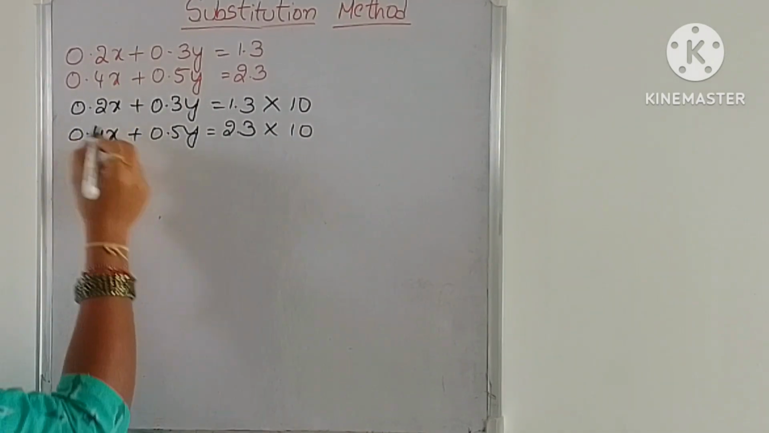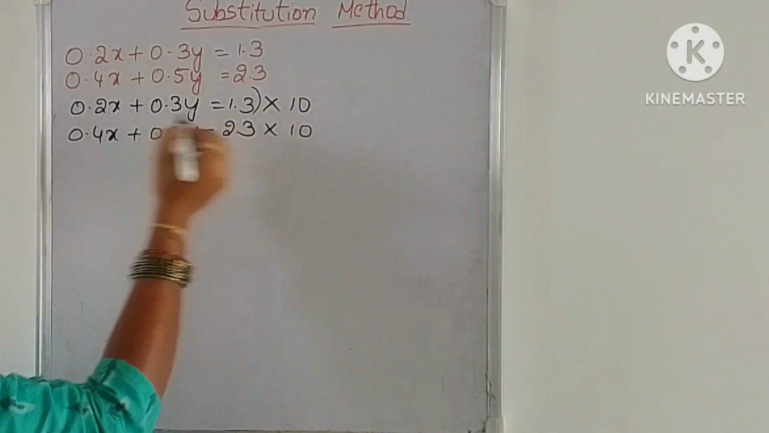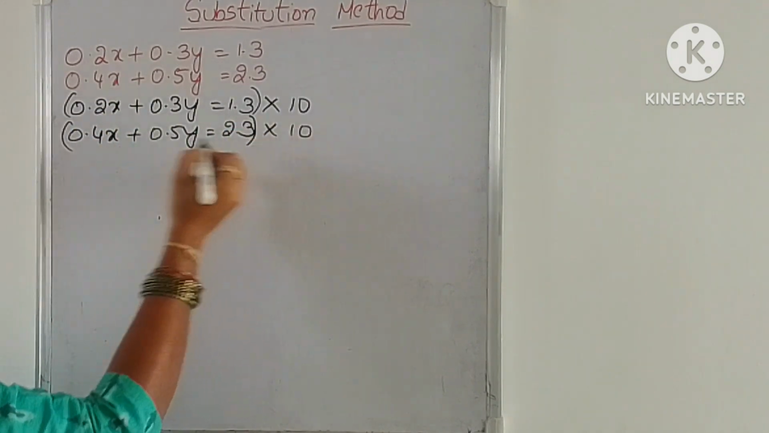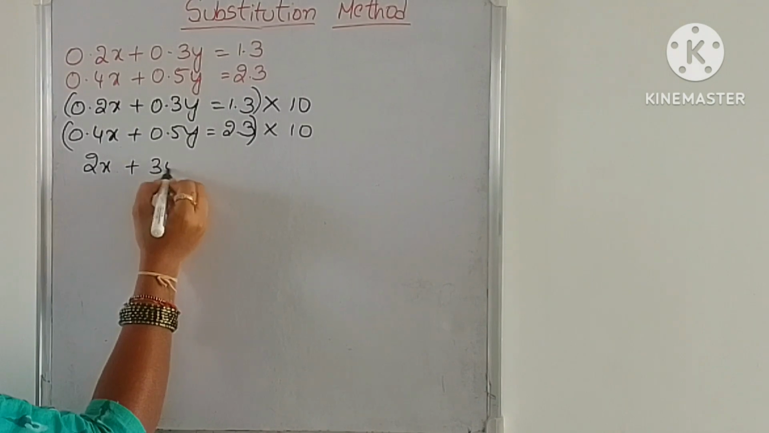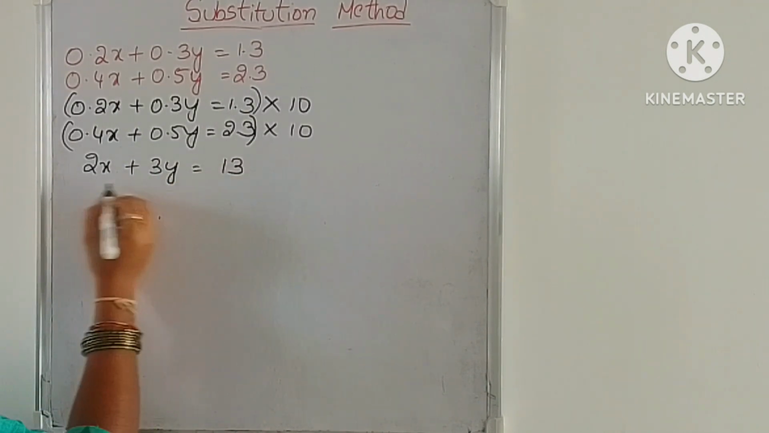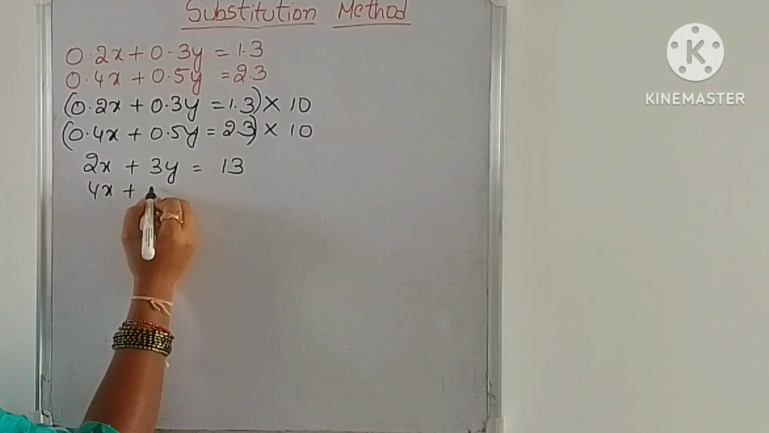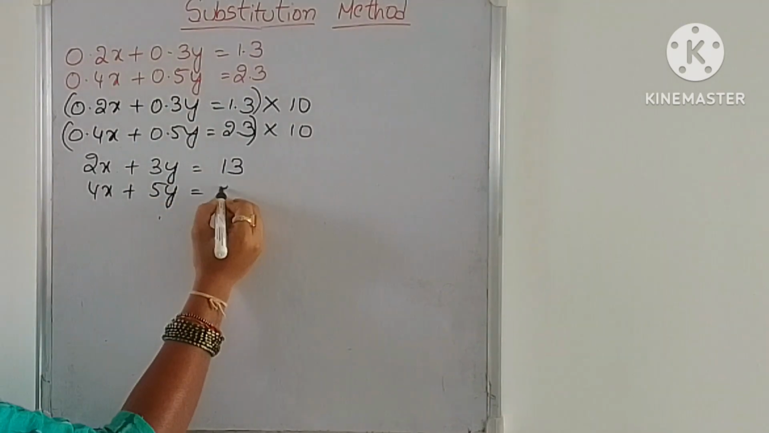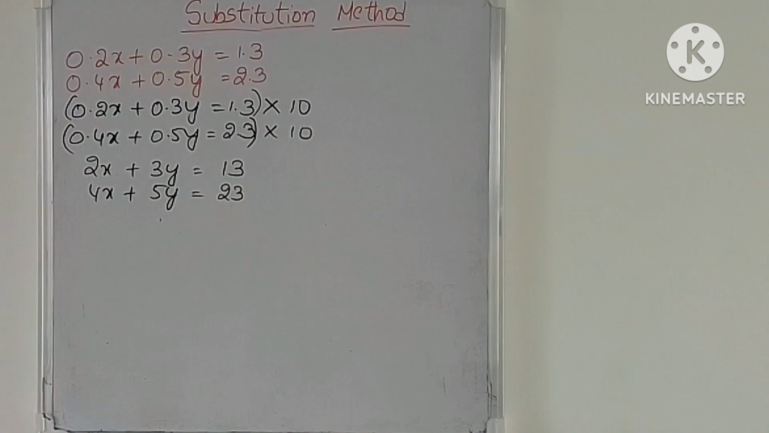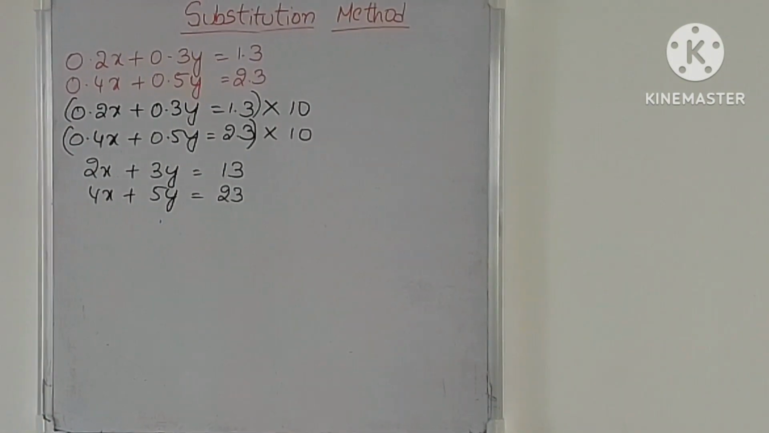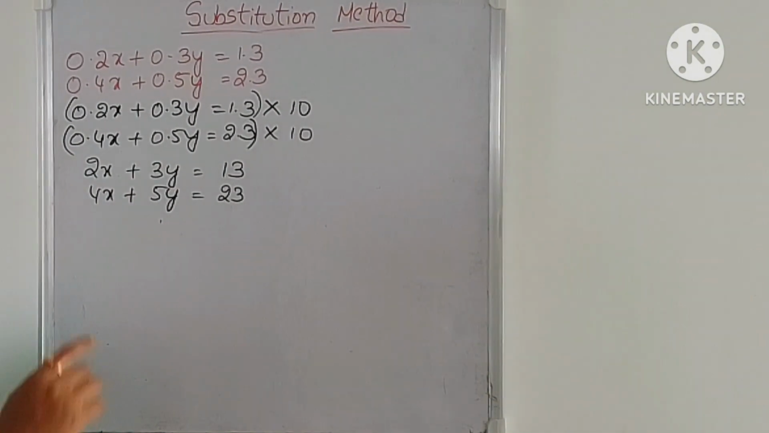Now it will become 0.2x. We have to multiply the whole equation by 10. So 0.2x into 10 is 2x plus 3y is equal to 13, and 4x plus 5y is equal to 23. Now we can directly substitute the 2x value, but here 4x is there and here 2x is there. Let us make the x coefficients the same.